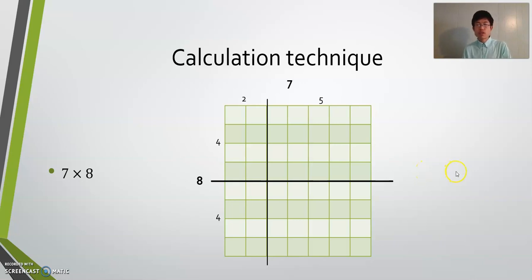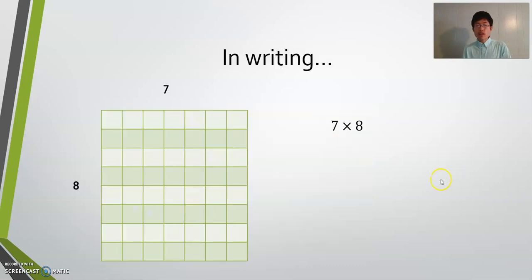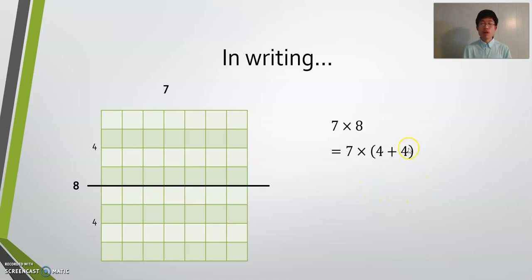That is one way you can do multiplication. Now, if you were to write it down using numbers and signs, the things that I just showed you look like this. 7 times 8 is given. 8 is a big number, so I'm going to split it into 4 and 4. I put 4 plus 4. 4 plus 4 is 8. You can do 3 plus 5 if you want to.